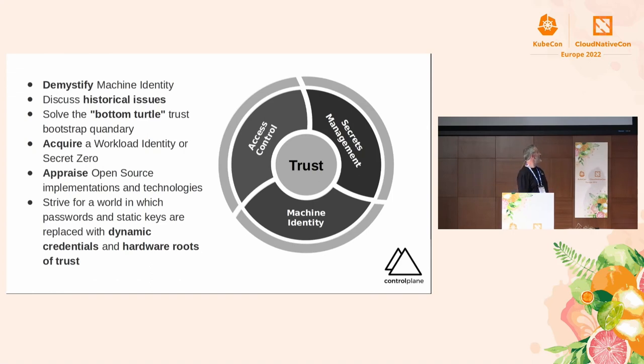So on the left are the things that I've claimed I'm going to talk about this afternoon. We're talking about trust in the context of secrets management and access control, but focusing primarily on machine identity, what it is, how do you get one.